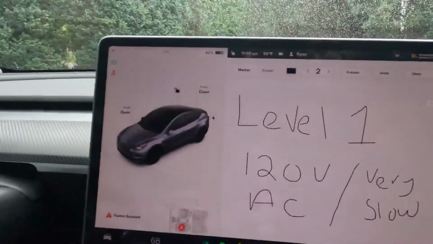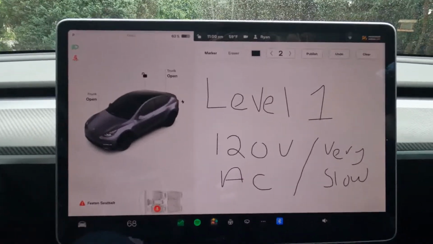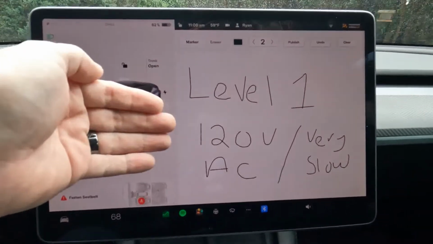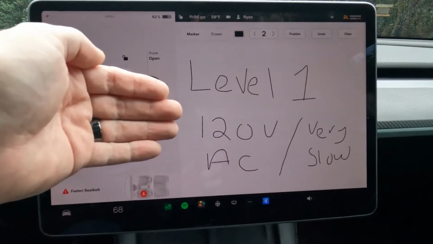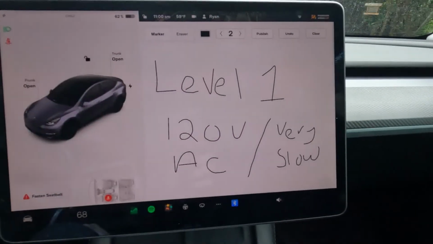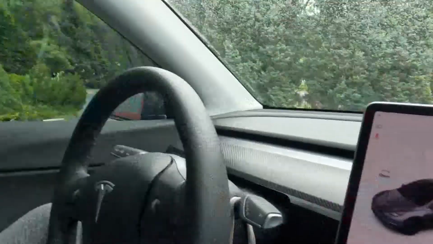So I've written level 1 charging here on the sketch pad. Level 1 charging is 120 volts AC power, so your standard wall outlet. And it is a very, very slow charge. In fact, I'm going to show you what it looks like to have the Tesla connected to a level 1 charger and the charging rate. But before I get to that, let me just share a couple things with you.